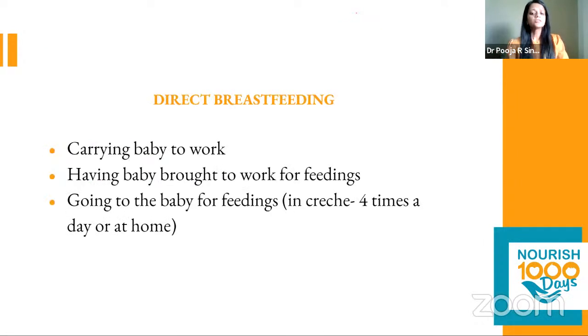Let's look at how. So direct breastfeeding is possible if the mother wants to carry the baby to work. Okay, and this would be possible if the mother knows there's a creche facility around. So carrying the baby to work and taking the required amount of breaks, or having the baby brought to work for feedings, which can also be the case if you have a support system at home to bring the baby during those intervals, or going to the baby for feeding, that is in the creche, or if the home is close by, then she goes and directly breastfeeds. So here is a mother who is going to continue to give her milk, but also through direct breastfeeding.